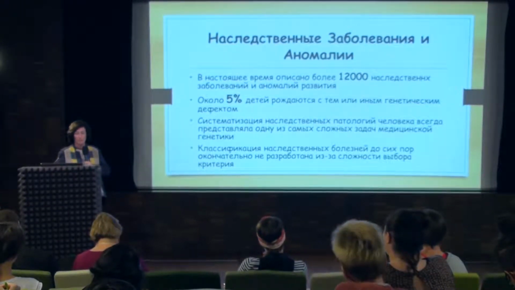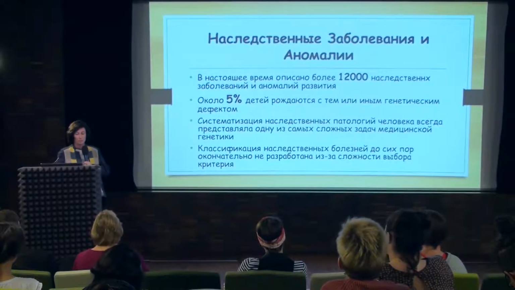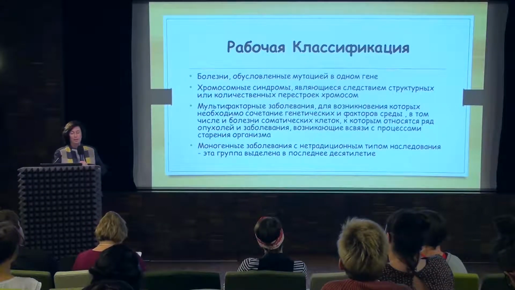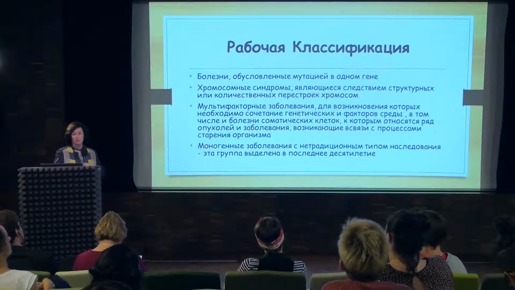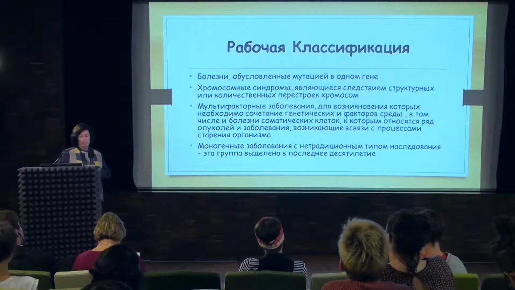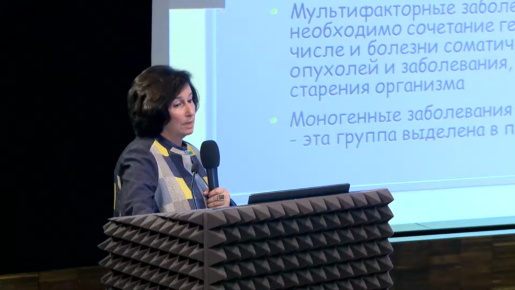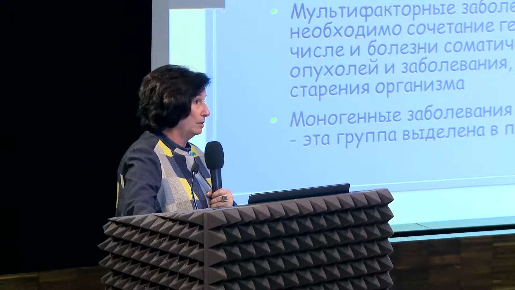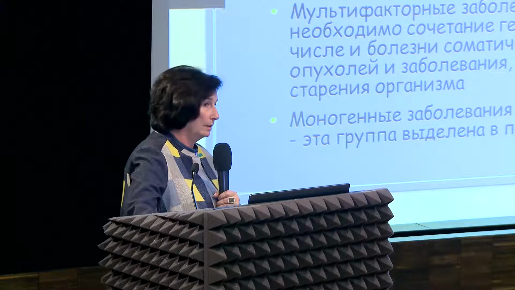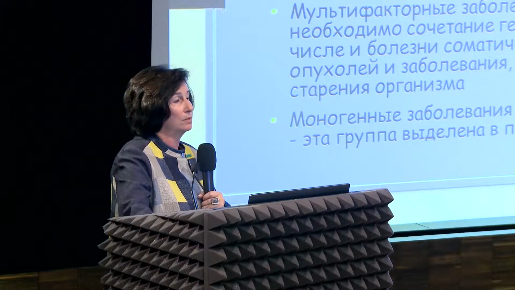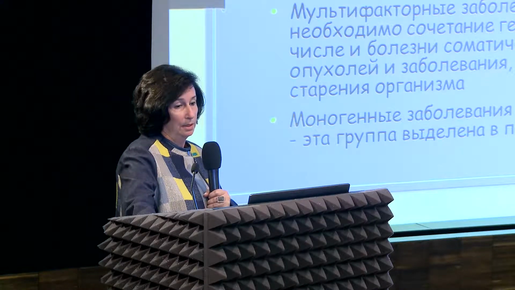Classification. Let's take a look at several classification attempts, because a final, ultimate classification is not made yet. The working classification is made up in the following way. Number 1, disorders provoked by a mutation of a single gene. Number 2, chromosomal syndromes, when a chromosome arm is broken. That's group number 2.